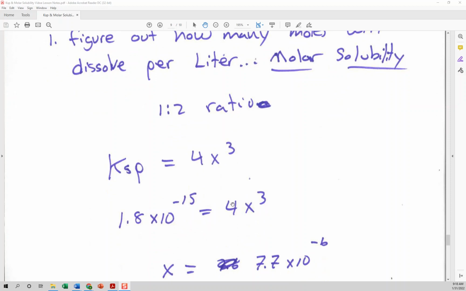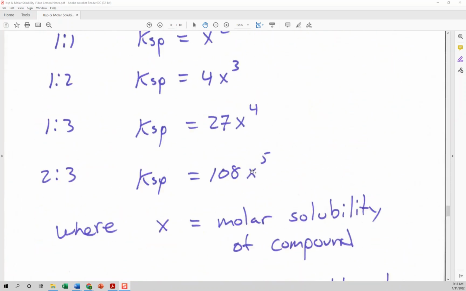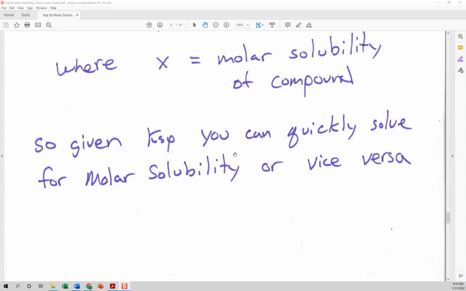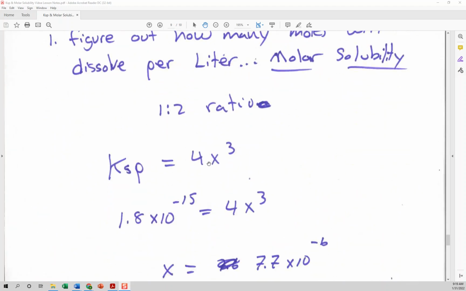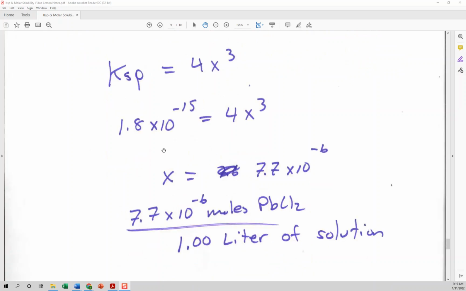The way you're going to do this is divide by 4 first and then take the cube root. Let's say you were using this one: if you were solving for x here, you would take your Ksp value, divide by 108, and then take the 5th root. Here you would divide by 27 and take the 4th root. So don't take the 4th root and then divide. Here we divide by 4 and then take the cube root. Plugging that into our calculator, we get x as 7.7 times 10 to the negative 6.